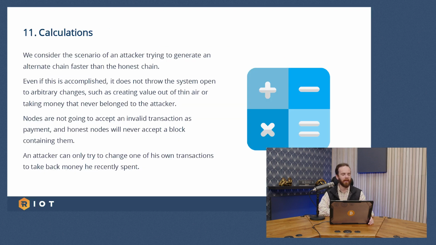Okay, so in the next section of calculations, Satoshi is going to walk us through some of his thinking and run the numbers on the probabilities of an attacker winning, because this proof of work mechanism is really central to the discovery, the invention, here. So Satoshi writes, we consider the scenario of an attacker trying to generate an alternate chain faster than the honest chain. Even if this is accomplished, it does not throw the system open to arbitrary changes, such as creating value out of thin air or taking money that never belonged to the attacker.